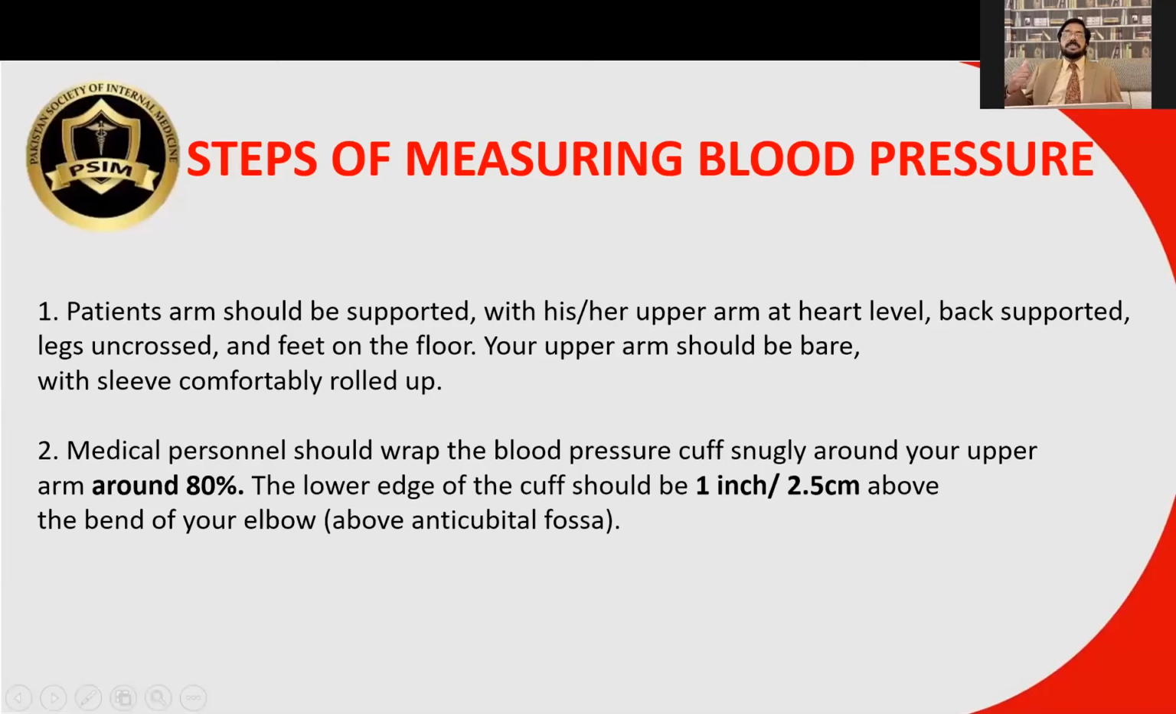Then his back should be supported. The patient shouldn't be bending forward in a bad posture, might be using extra muscles to support and maintain that posture. Similarly, legs should be uncrossed and feet on the floor. The upper arm should be bare, with the sleeve comfortably rolled up. We have seen people taking the blood pressure over a coat, over tight clothing. Then don't expect that this is going to give the appropriate reading.